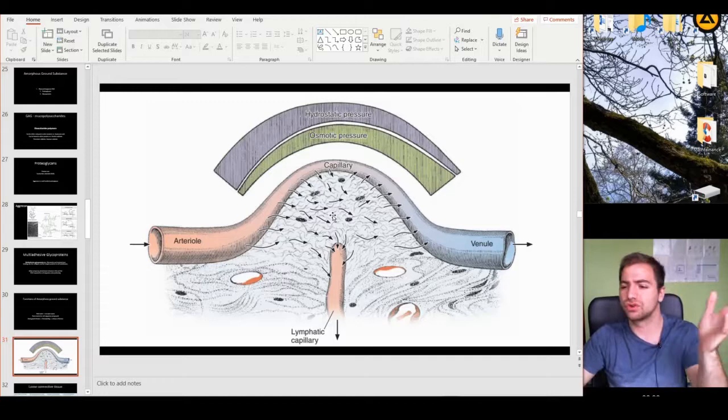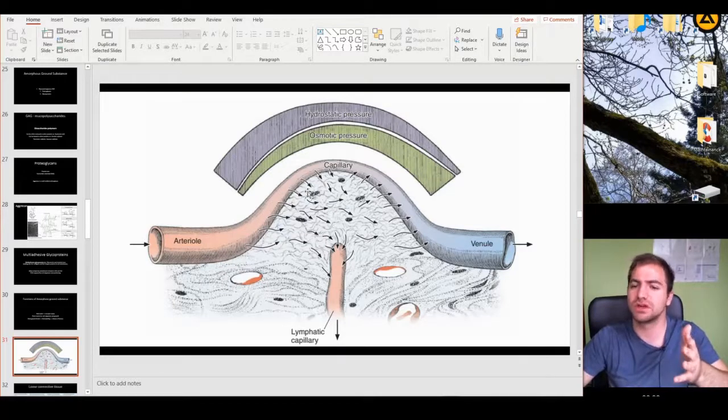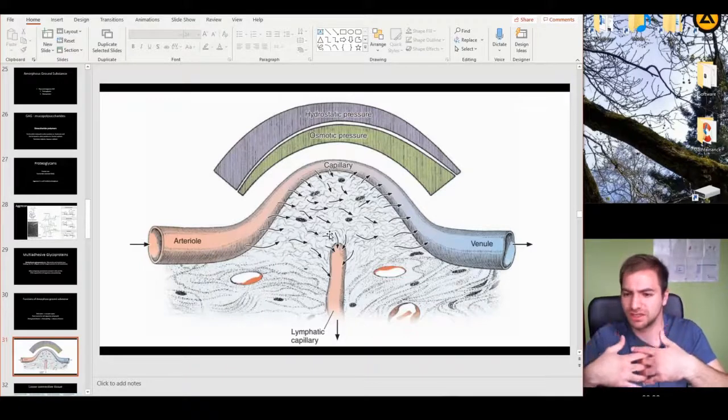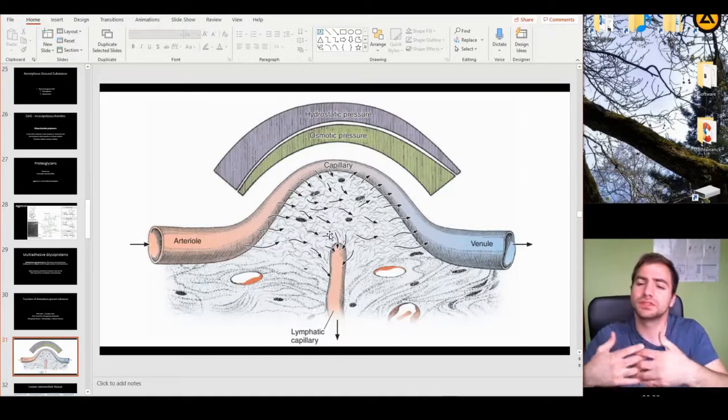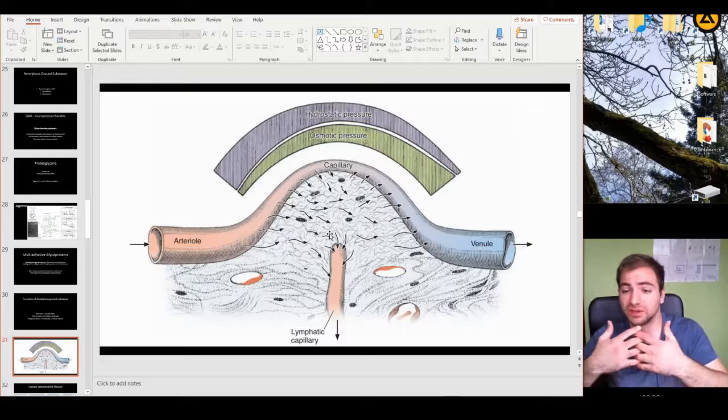So we're going to have this constant income of nutrients to the interstitial space. So how do we take it away? How do we take away the toxic metabolites? How do we take away the toxic material, byproducts, and so on? Well, here comes the function of the blood.